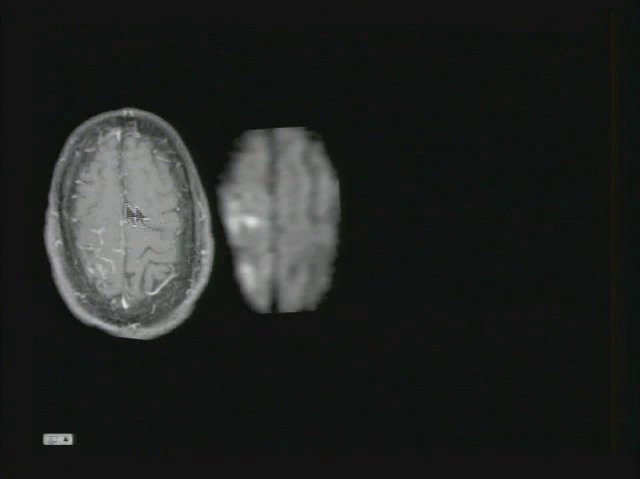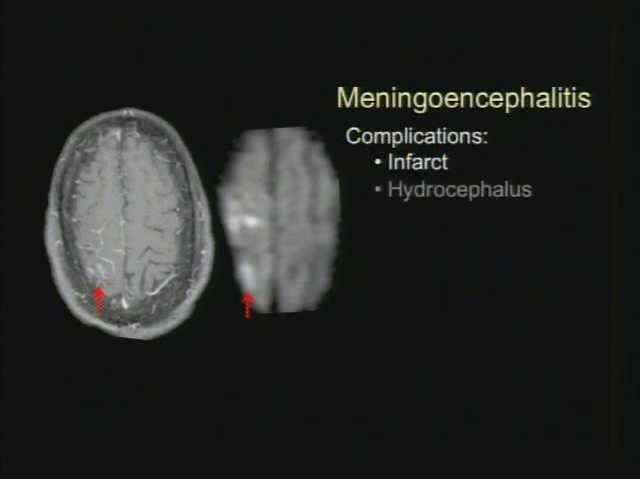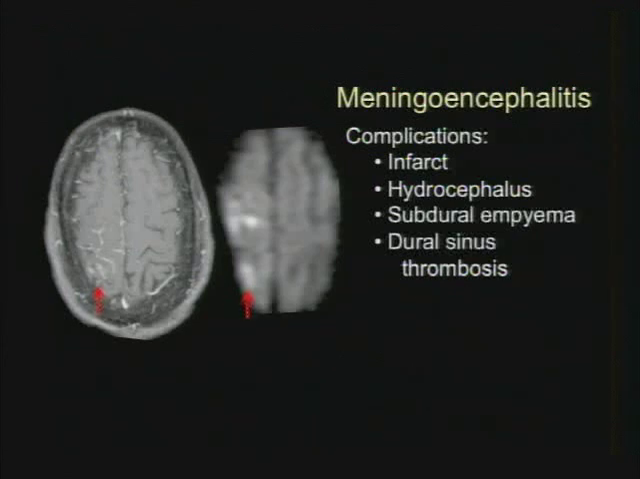So here's the same patient. You can see the post-contrast, the leptomeningeal enhancement following the sulci and gyri, and the reduced diffusion in this patient with meningitis. So when you have a patient with meningitis, look out for the complications, because this is where you can really help the clinicians. Look out for infarct, hydrocephalus, subdural empyema, and look at your dural sinuses.